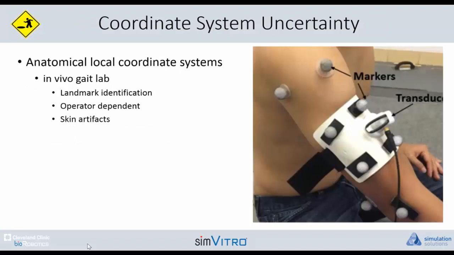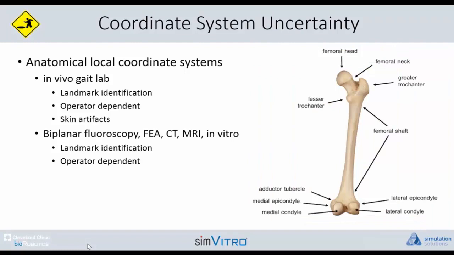If we look at anatomical local coordinate systems, in a gait lab situation, we all understand there's issues with skin artifacts and landmark identification. They're going to be operator dependent. Trying to understand how the bones move using skin motion is difficult. But it's not limited to that. If you're doing finite element analysis, biplanar fluoroscopy, or taking data from CT, MRI, or cadaver testing, you have the same problem.